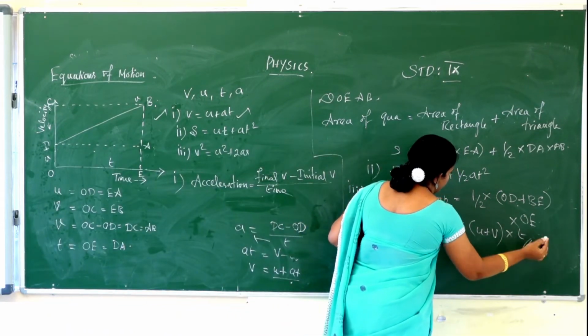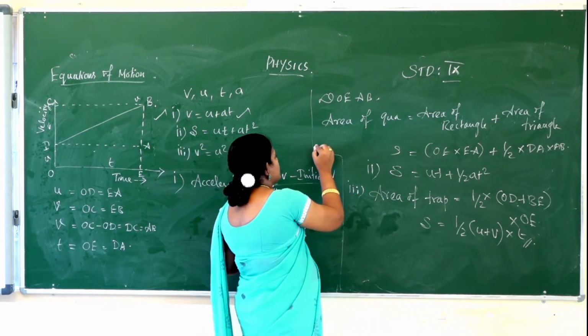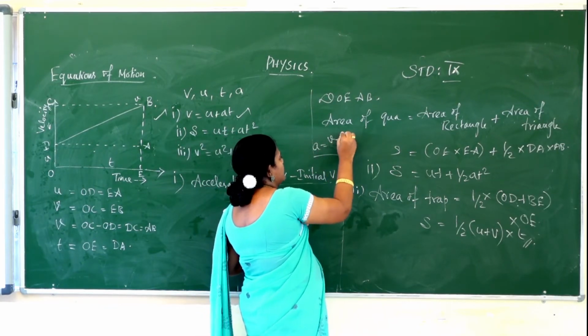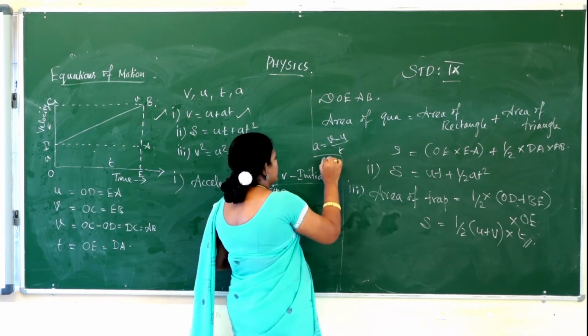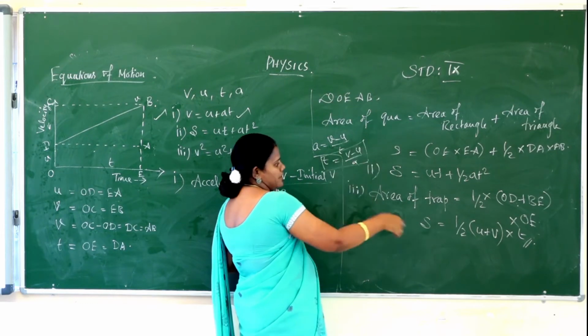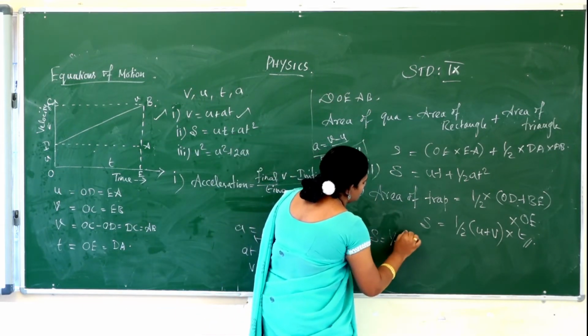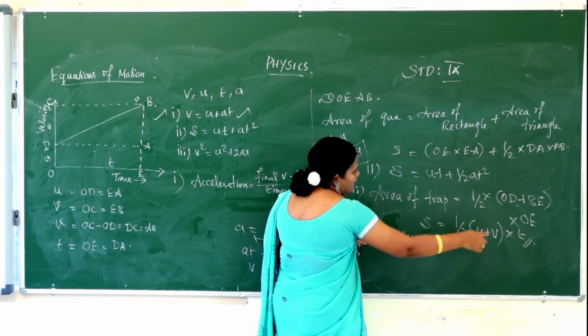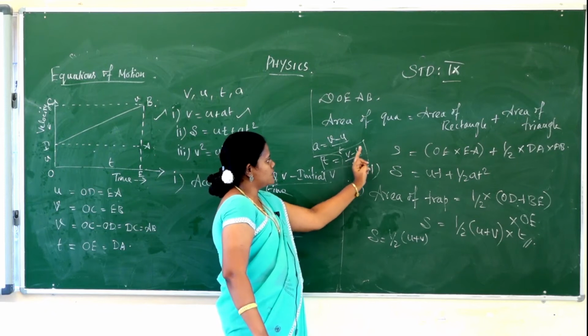Then substitute the T value, calculated from the acceleration formula. Acceleration is equal to V minus U by T. But if we want T, T is equal to V minus U by A. So substitute this T value in this formula: distance S is equal to half into U plus V, and then T is V minus U by A.